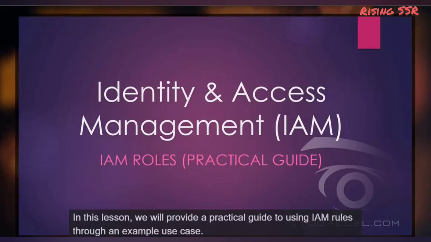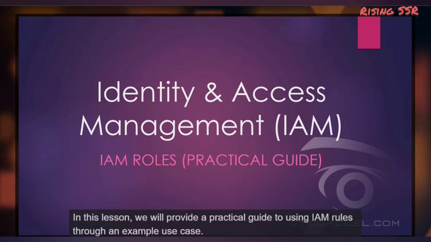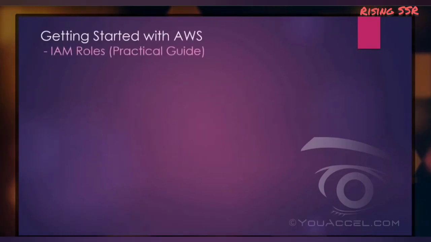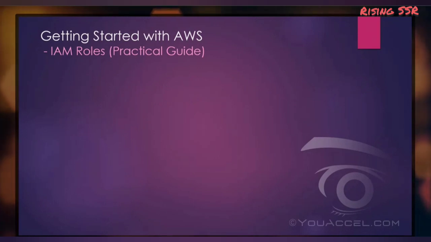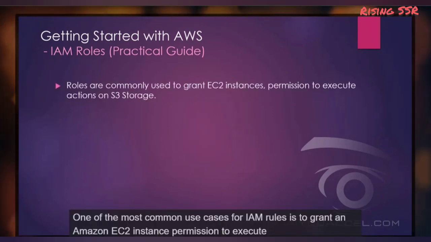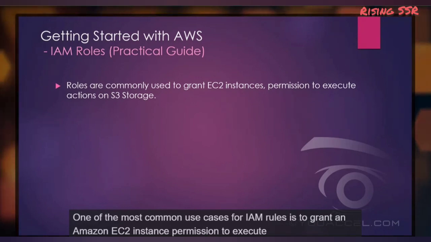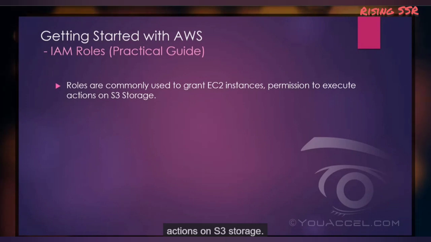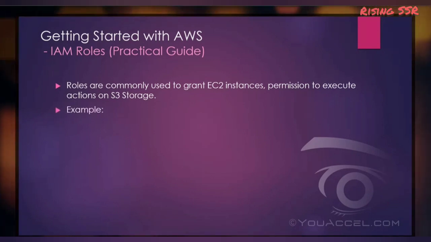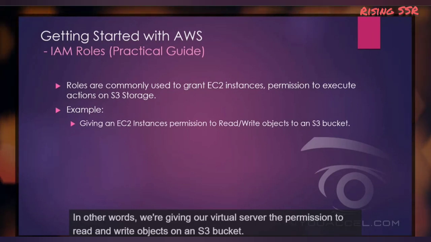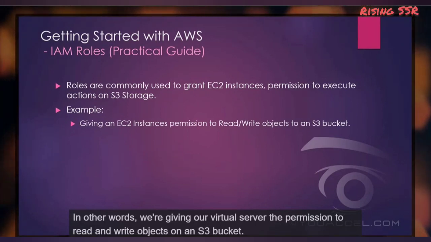In this lesson, we will provide a practical guide to using IAM roles through an example use case. One of the most common use cases for IAM roles is to grant an Amazon EC2 instance permission to execute actions on S3 storage. In other words, we're giving our virtual server the permission to read and write objects on an S3 bucket.